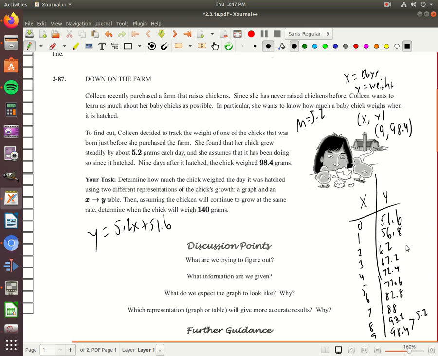Okay, so we get something that looks like this. Now, I don't really see myself going to this much trouble either, but if I was on day 9 and I was at 98.4, right?